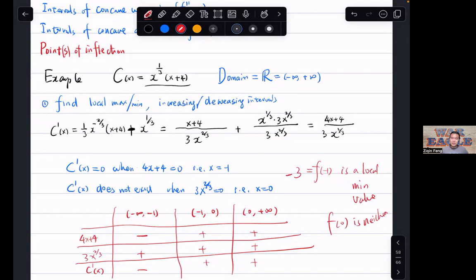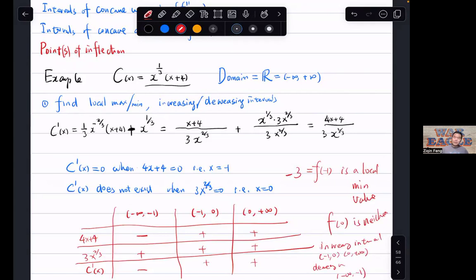So that we get all the increasing, decreasing intervals. We have two increasing intervals, from -1 to 0, from 0 to positive infinity, and also the decreasing interval from -infinity to -1, right? So that's very important. Okay.